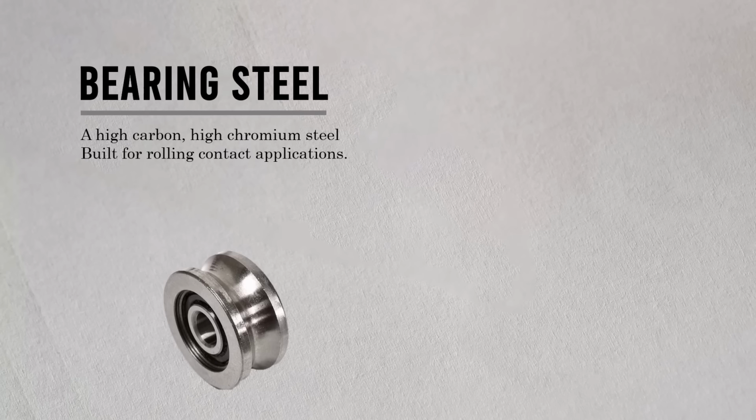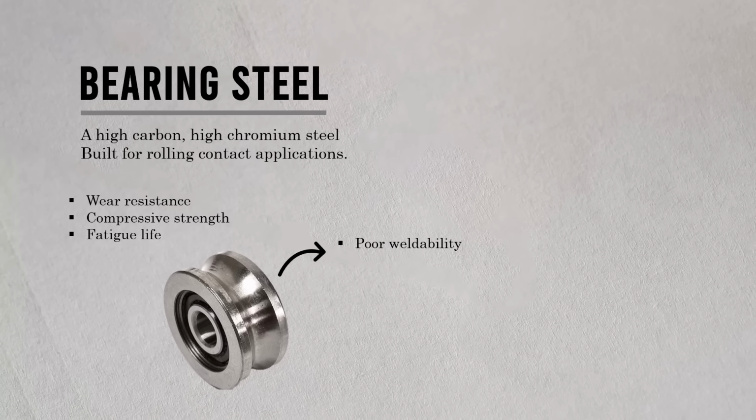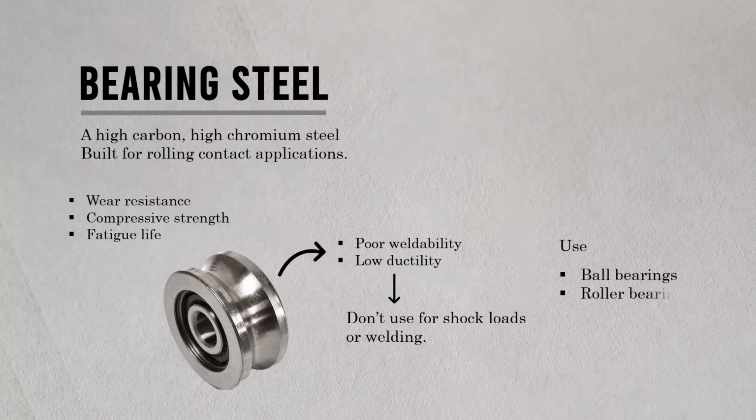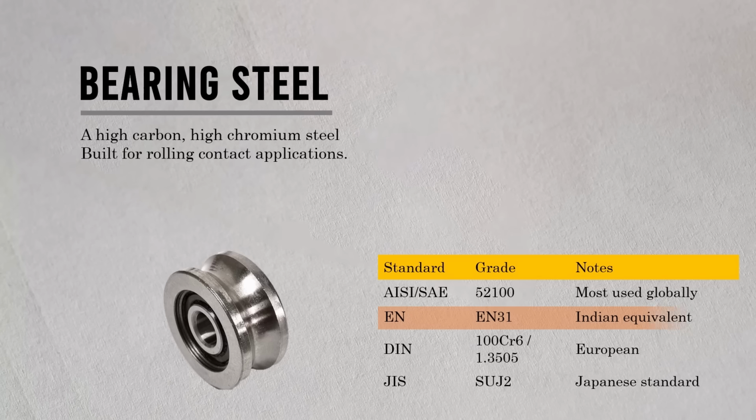And then bearing steel, a high carbon, high chromium steel built for rolling contact applications. It has excellent wear resistance, compressive strength, and fatigue life, but poor weldability and poor ductility. So it isn't used for shock loading or welding. Used in ball bearings, roller bearings, bearing races, and precision components. The popular grades are EN31 and others.